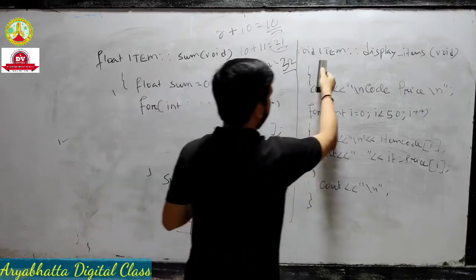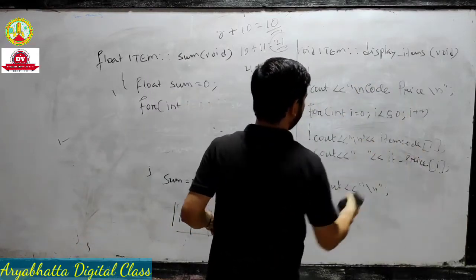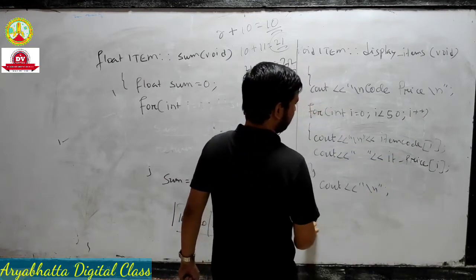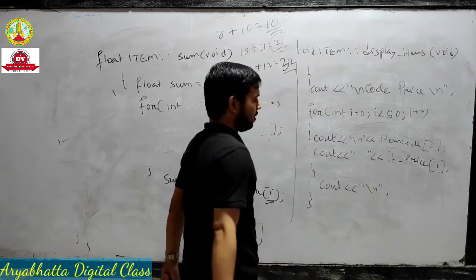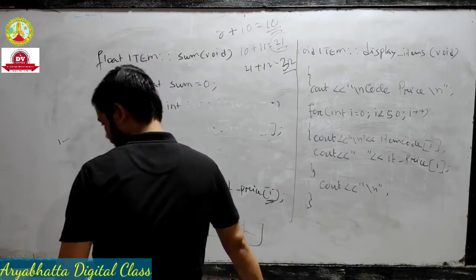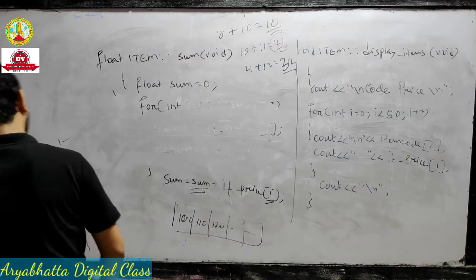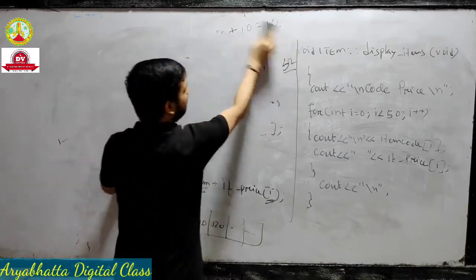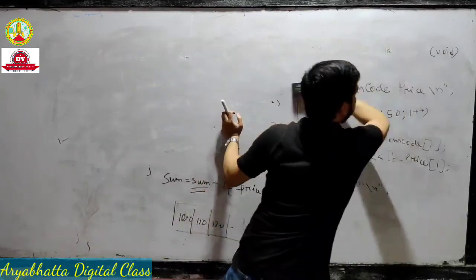And this is for display. Void item display, item code 0 to 50, item code I, IT price I, just simple. Item code means we have performed the item code, and this is IT price. This is only for display purposes, like initialize is for input of the value, display item means display the item.